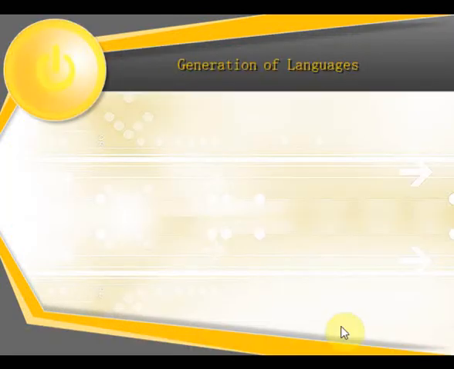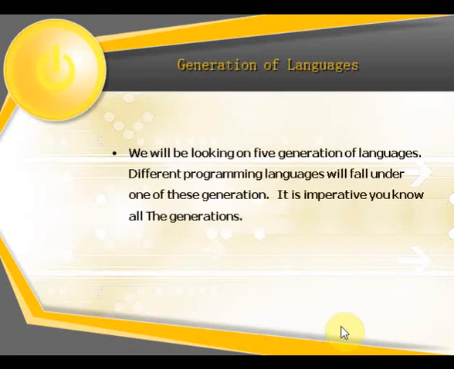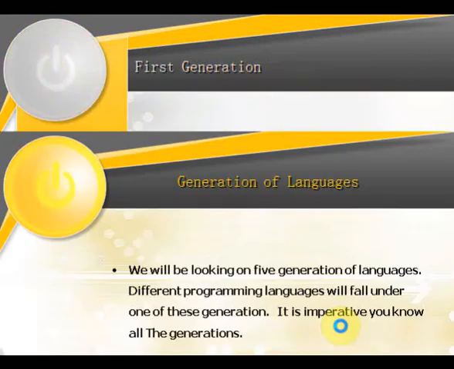Now, as mentioned before, today we'll be dealing with the generation of languages. And as you can imagine, there are actually five of them. They are first, second, third, fourth, and fifth. Easy, right? Exactly. Let's move on.